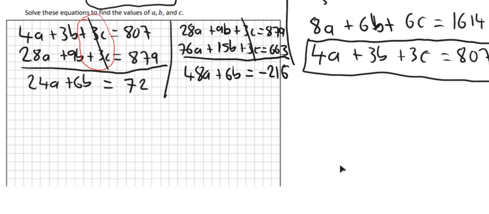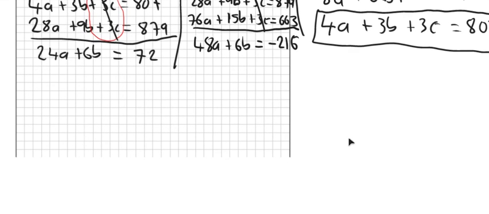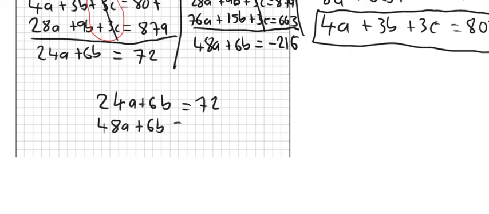Now we've got just two equations that we can stick together, so you need loads of space for this as well, by the way. So 24a plus 6b equals 72, and 48a plus 6b equals minus 216. Again, you'll see we've got the same b coefficient here, so it's working out pretty nicely in that respect. So they'll cancel out. We don't need to do anything to either equation.